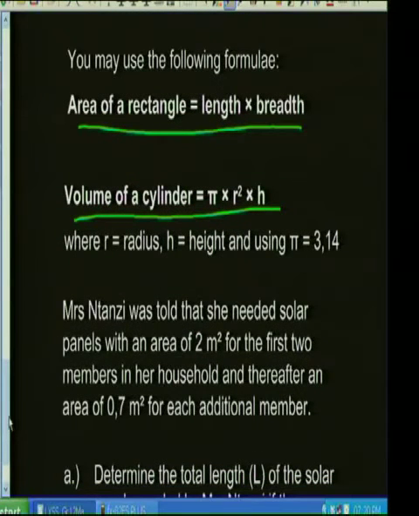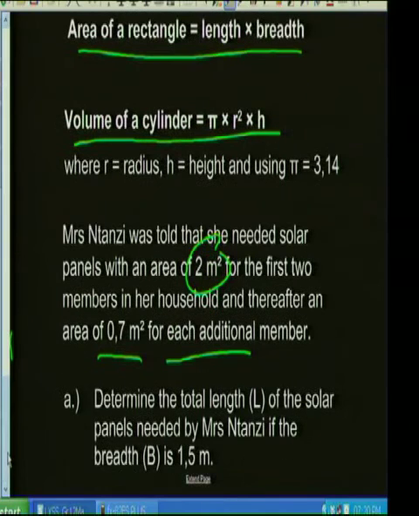Now, Mrs. Ntanzi was told that she needed solar panels with an area of 2 meters squared for the first 2 members in her household, and thereafter an additional area of 0.7 meters squared for each additional member. The question is, determine the total length of the solar panels needed by Mrs. Ntanzi if the breadth is 1,5 meters.